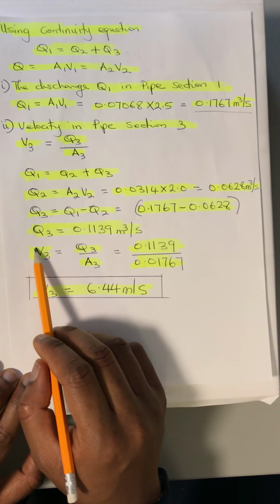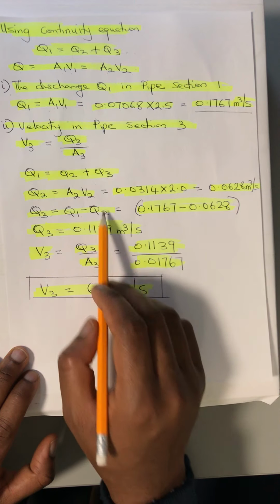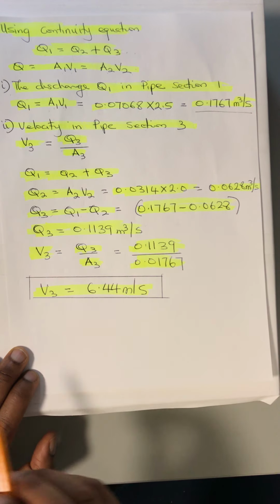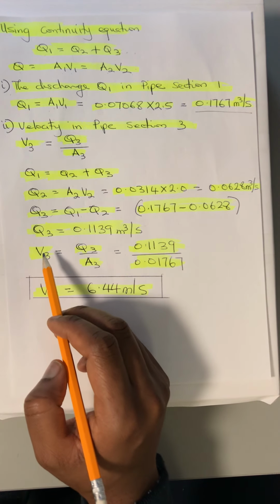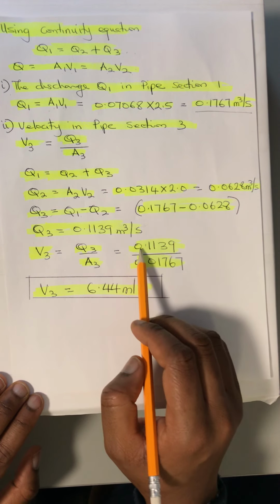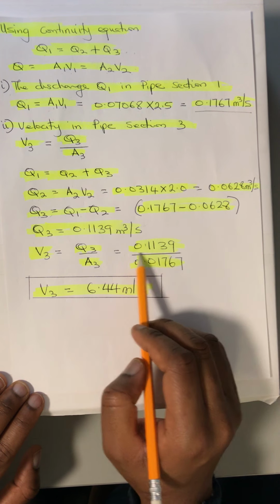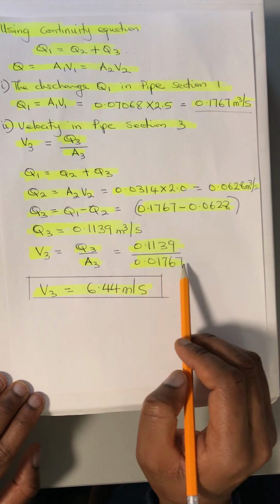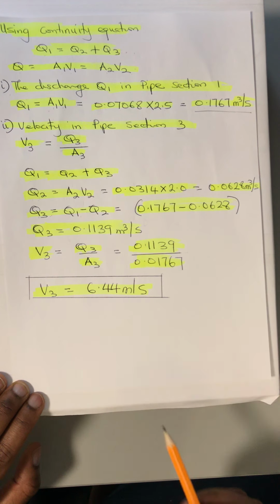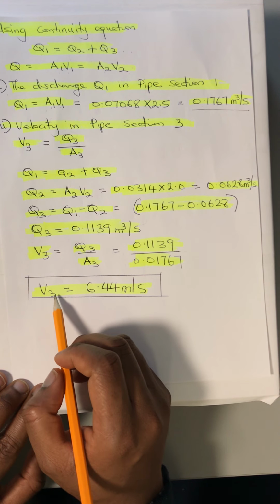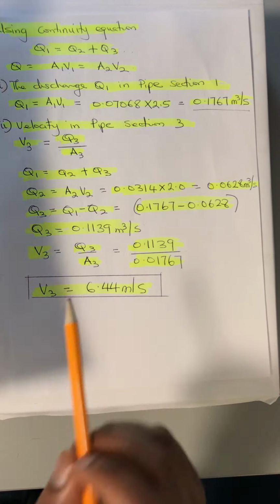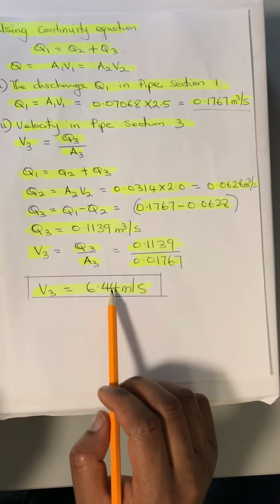We can now find, by using all the calculated entries, our V3, which we are asked to find, which is the velocity in pipe 3. V3 equals Q3 over A3, which gives us 0.1139 over 0.01767. So our V3 equals 6.44 meters per second. So the average velocity of the fluid in section 3, V3, equals 6.44 meters per second.